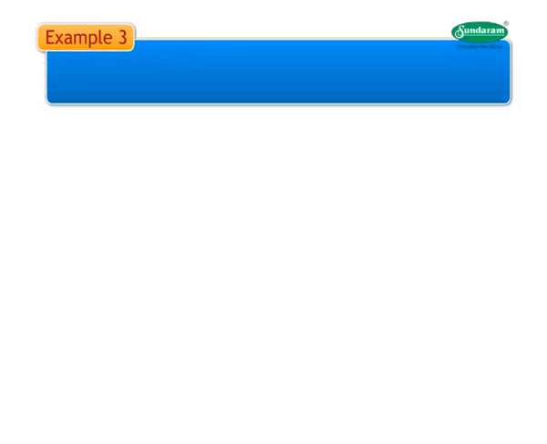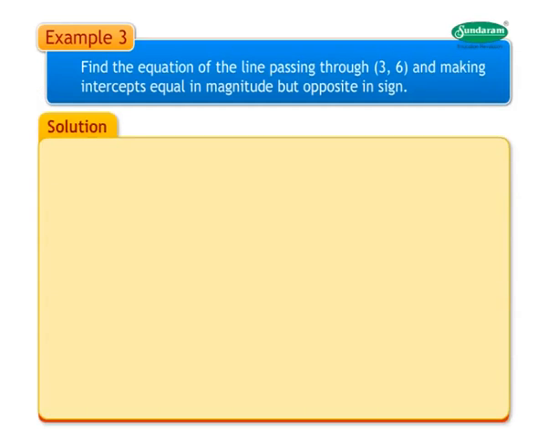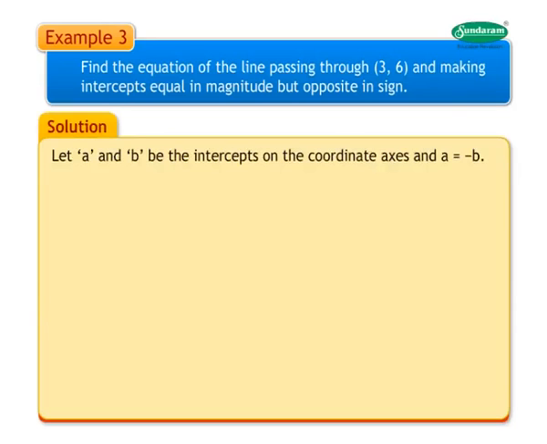Example 3. Find the equation of the line passing through 3, 6 and making intercepts equal in magnitude but opposite in sign. Solution: let a and b be the intercepts on the coordinate axis and a is equal to minus b.